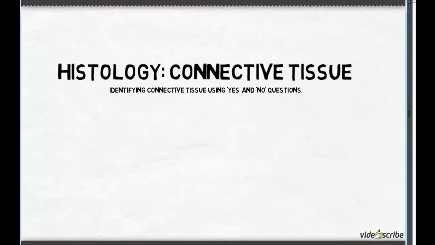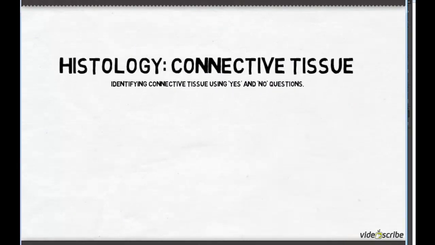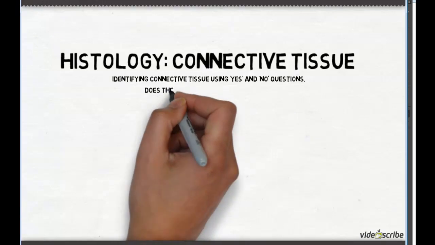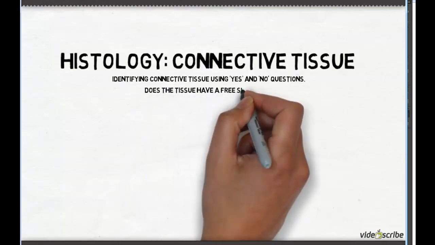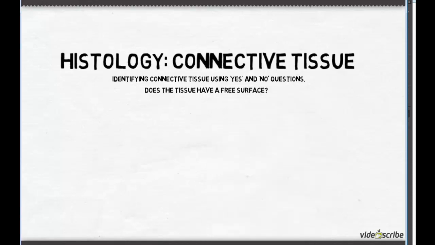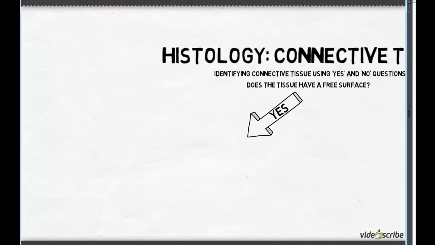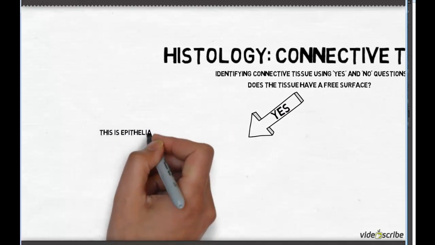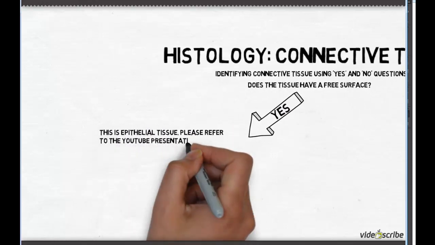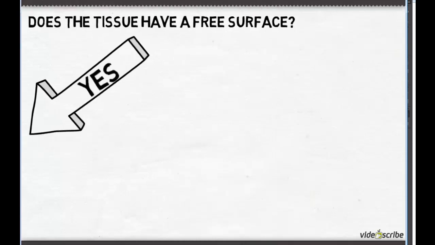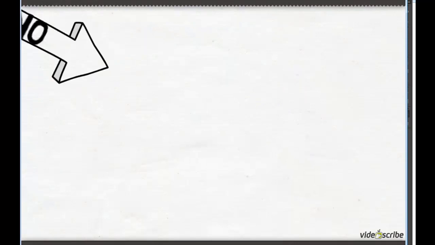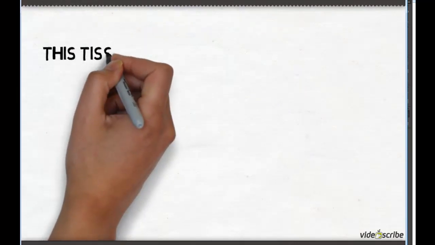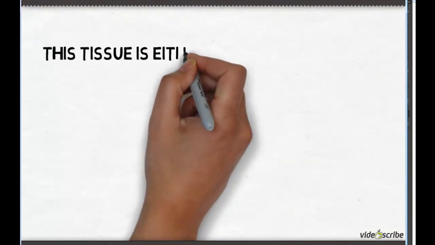Since these tissues connect other tissues and they are found sandwiched between these tissues, they do not have a free surface. So our first question is, does the tissue have a free surface? If the answer is yes, then this is an epithelial tissue, and you will need to refer to my other presentation on identifying epithelial tissues. If the answer is no, then this tissue could either be muscle, nervous, or connective tissue.